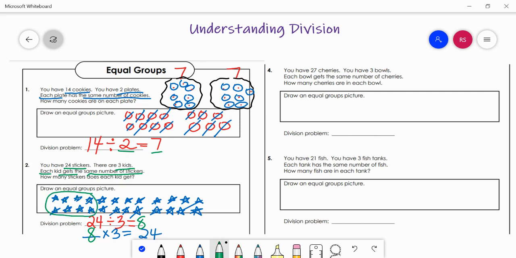Remember how many I need? I need 3 groups, so 3 kids. Let's do another group of 8. 1, 2, 3, 4, 5, 6, 7, 8. Here's another group of 8. 1, 2, 3, 4, 5, 6, 7, 8, and our last group of 8.